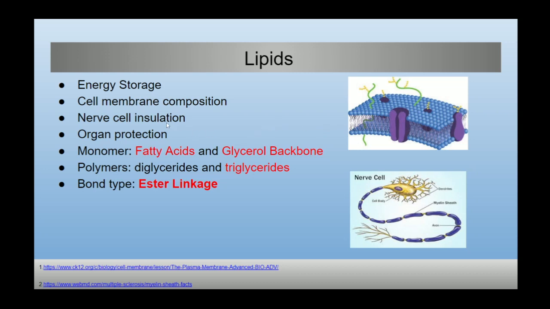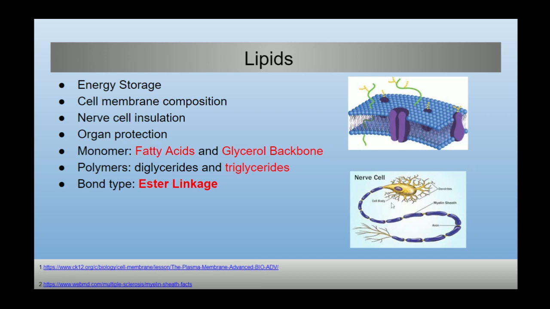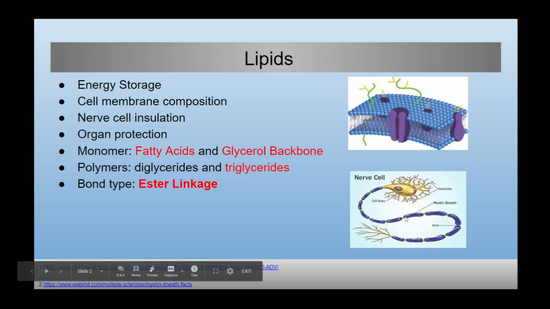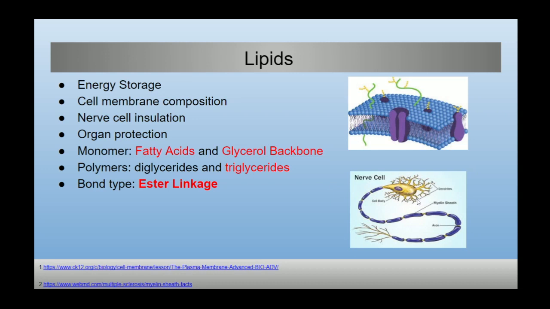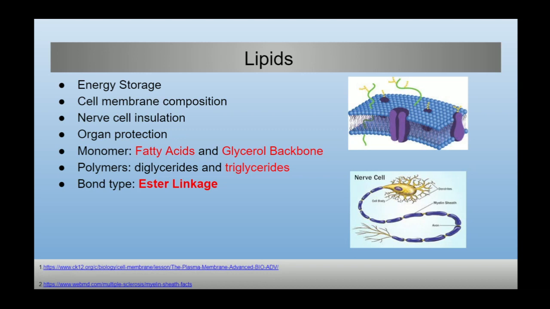Another important function is nerve cell insulation. So we've got this structure, which is a nerve cell or a neuron, and we've got this structure called the myelin sheath. The myelin sheath is a fatty, lipid insulator that allows action potentials to travel from each junction there. We'll talk about action potential later in the course, but just know that the myelin sheath plays a huge role in facilitating the process.